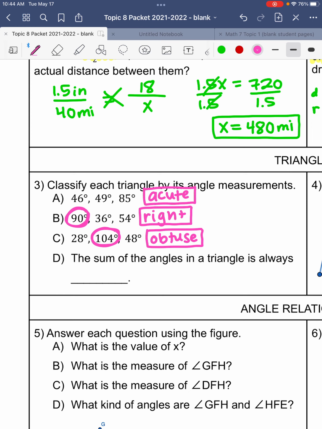Okay, now D is important. You need to know D to be successful on this test. The sum of the angles in a triangle is always 180 degrees. That means that angle 1 plus angle 2 plus angle 3 equals 180 degrees.